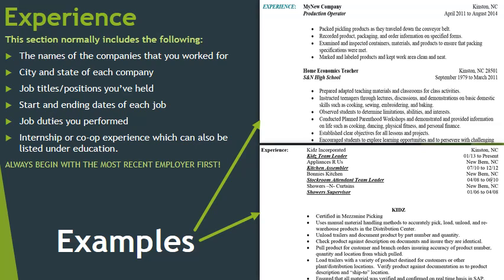The experience section. This section normally includes the following: the names of the companies that you work for, the city and state of each company, the job titles or positions you've held, your start and ending dates of each job, duties you performed, internship or co-op experience, which can also be listed under education. And remember, always begin with the most recent employer first. Notice the examples to the right. There are two different resume examples.